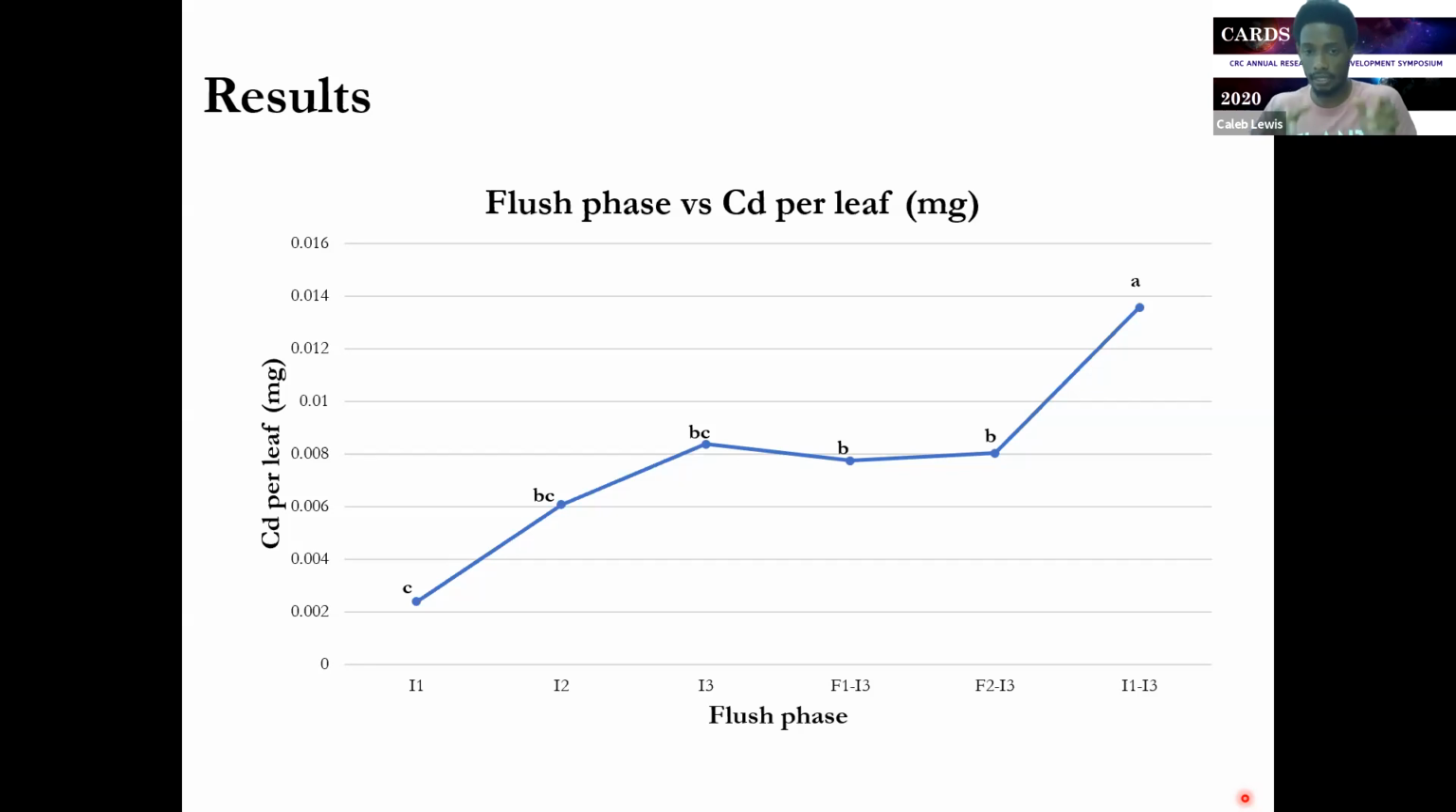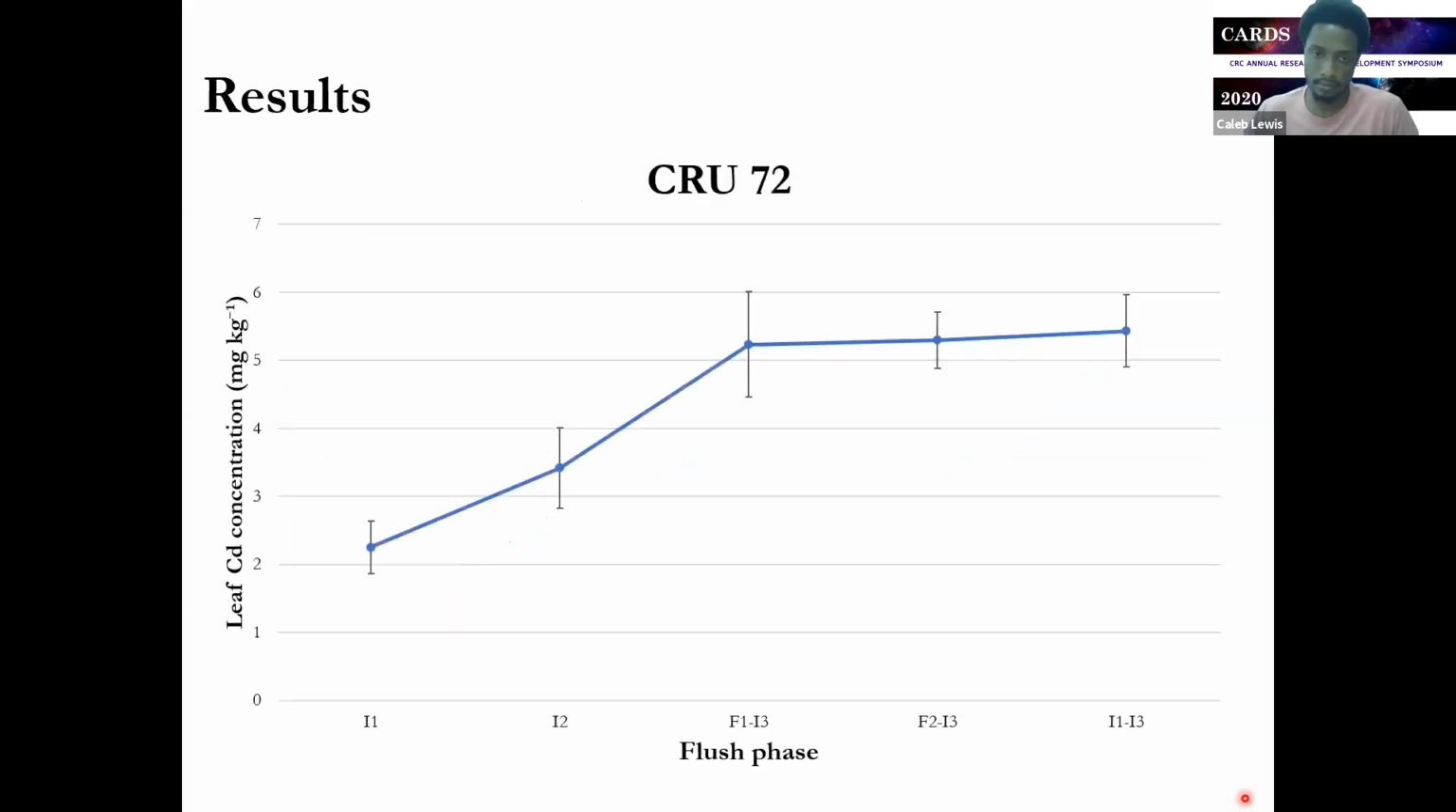So in this graph here is the same thing. We look at the different flush phases, but I'm looking at the amount of cadmium in each leaf. So as you can see, the cadmium content, not concentration, increases as the leaf gets bigger. On the graph, different letters represent significantly different cadmium content.